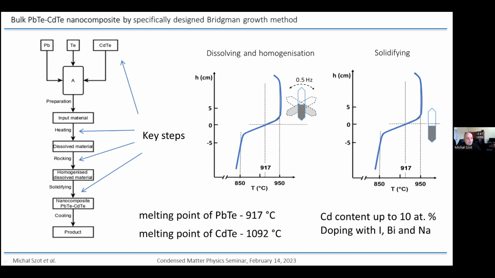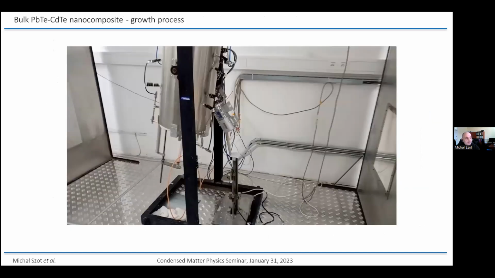10%, and we dope these samples with iodine or with bismuth for n-type conductivity, and with sodium for p-type, just by adding proper elements to the ampulla before the growth. But the question is what the rocking of the ampulla really means.